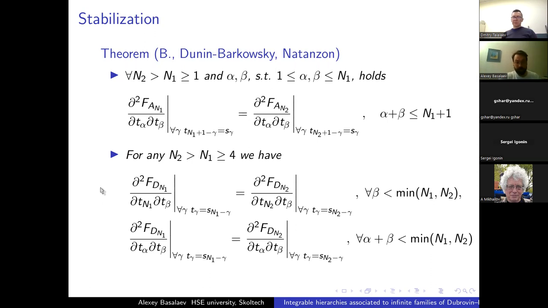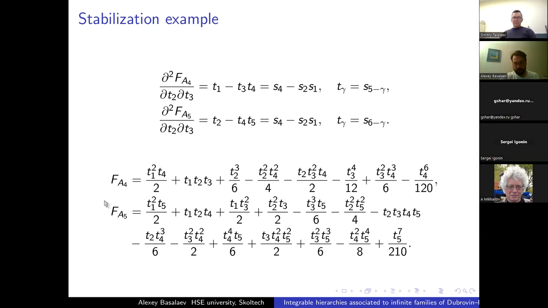Let me illustrate this in an example. These are the same formulas for the potential we had on the previous slides. So this is F_A4 and F_A5. And for them, I should take alpha and beta so that the sum is less or equal than 4 plus 1. So I can take the greatest to be 2 plus 3, that is 5. Take the derivative with respect to t2 and t3. So I get here t1, t2 and t3, and here I get t3, t4. And nothing more. The same also for A5.